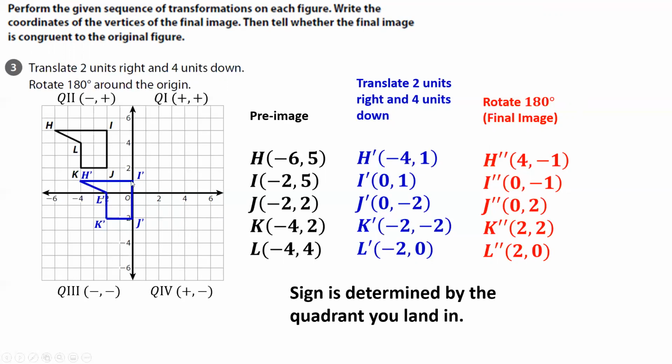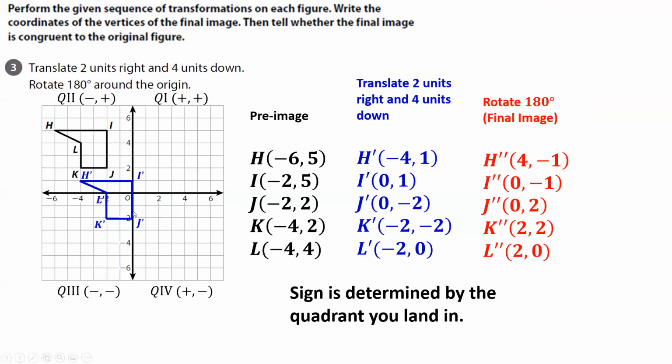I prime is a weird one. I prime actually doesn't live in a quadrant. It lives on the y-axis. It lives on the positive y-axis. When you rotate it 180 degrees, it's going to look like this. 90 degrees will land here at 1, 0. But when you rotate 180, you'll land here at 0, -1.